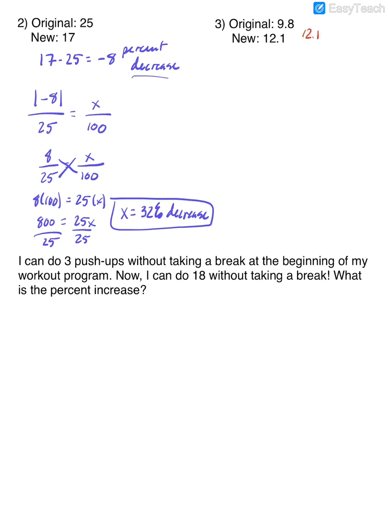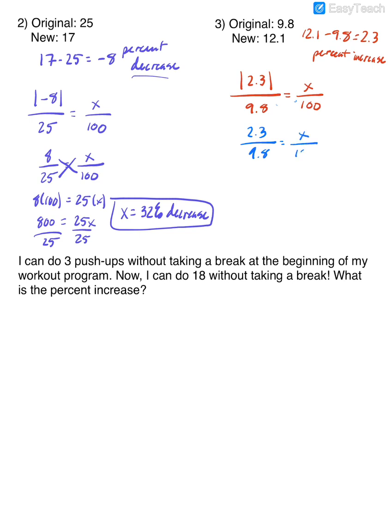Here, 12.1 minus 9.8, that is 2.3, so it's positive. So a percent increase. Okay. Do the same thing. So plug it in to my absolute value. My original is 9.8 this time. So we cross multiply, or the absolute value of 2.3 is 2.3. Then we would cross multiply.